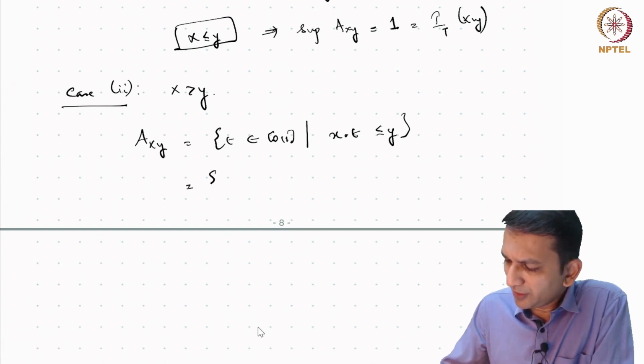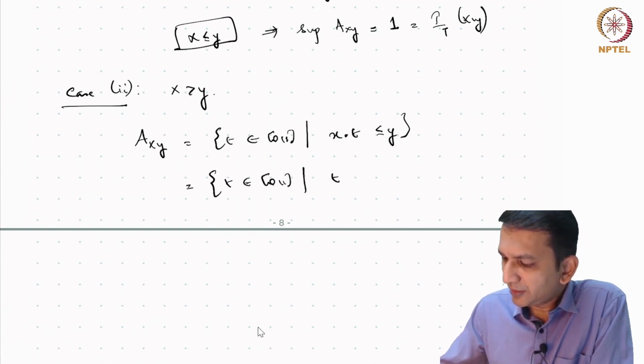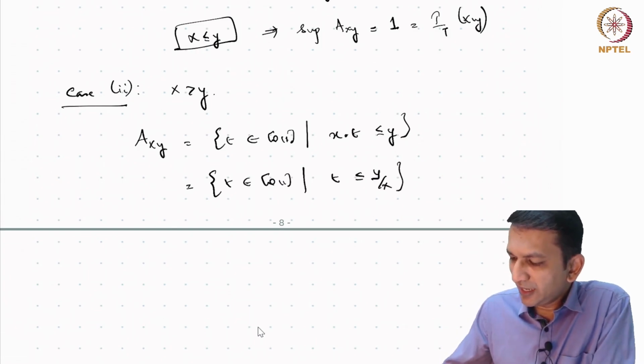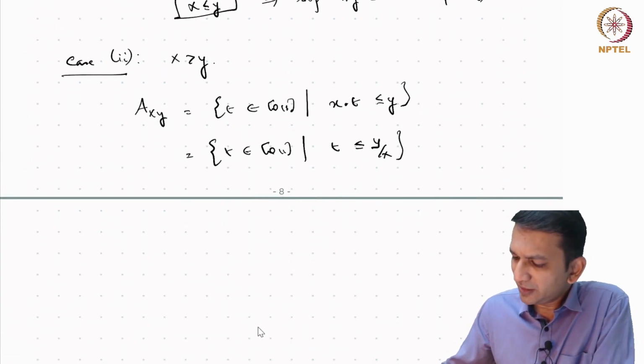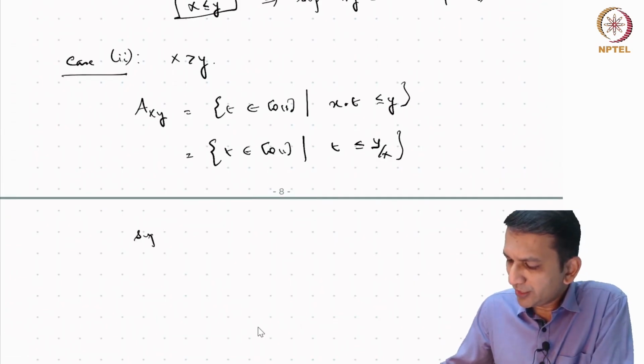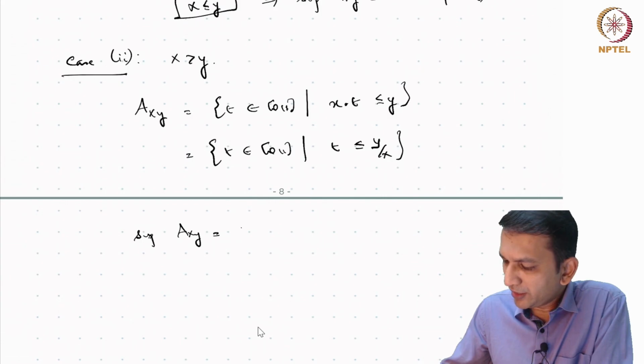This could also be written equivalently as t less than or equal to y by x. Note that x is greater than y, which means y by x can only take values strictly less than 1, and from here it is clear that the supremum of a_xy is actually equal to y by x.